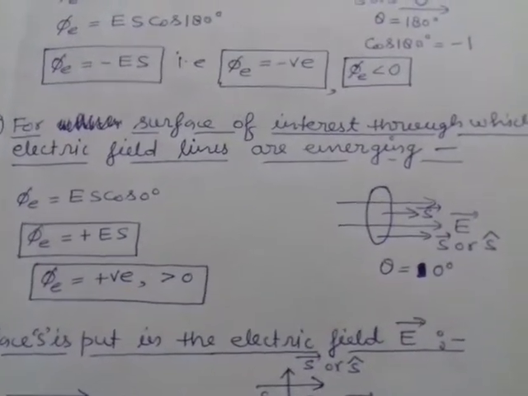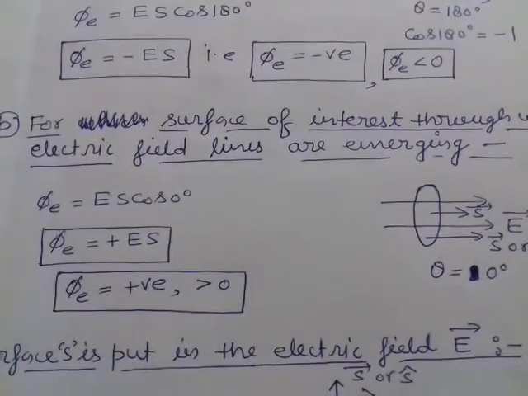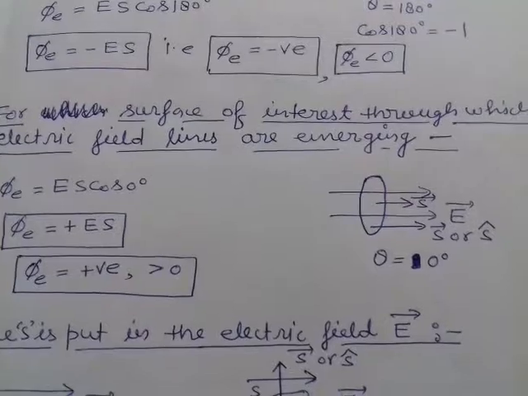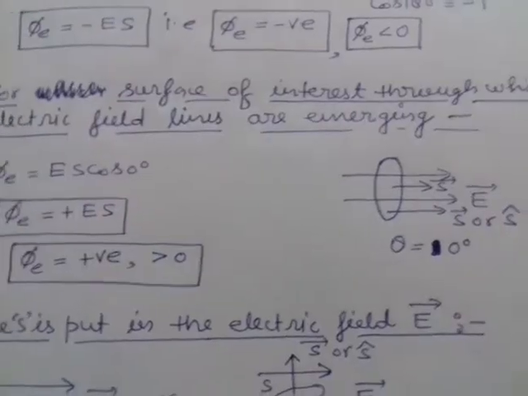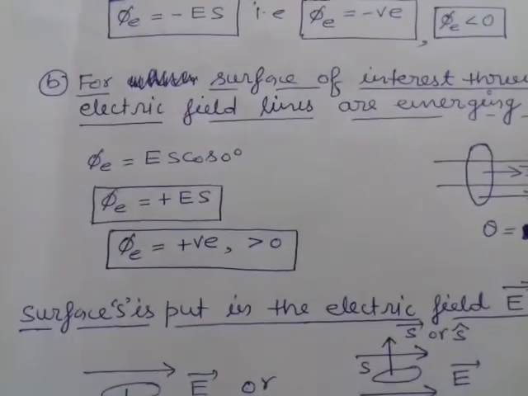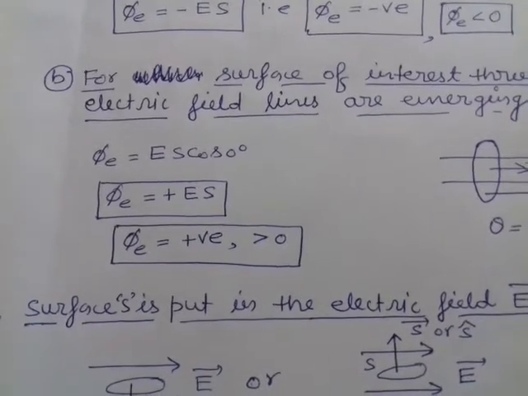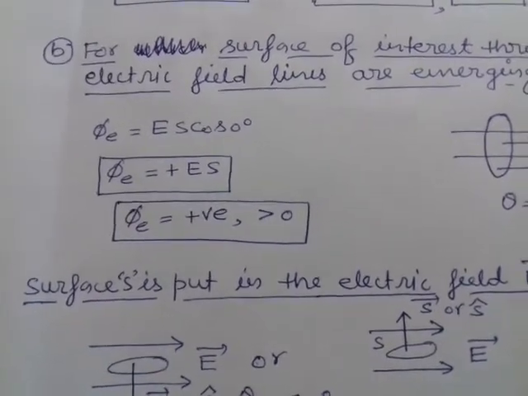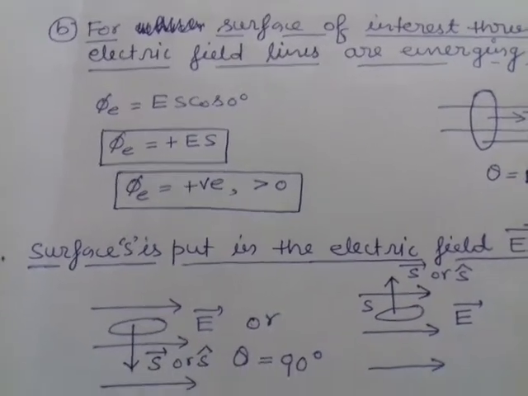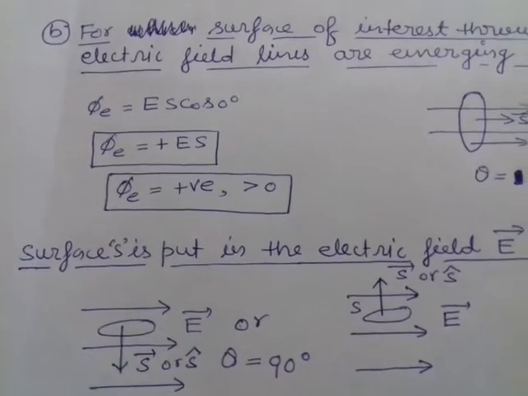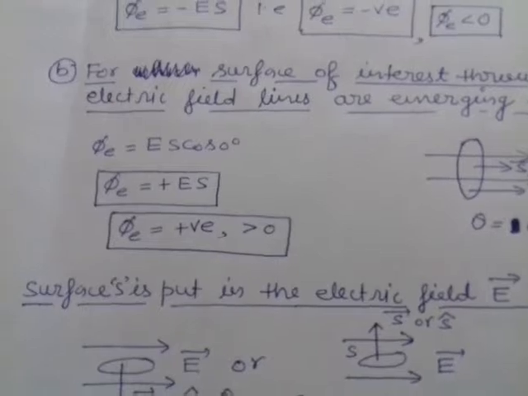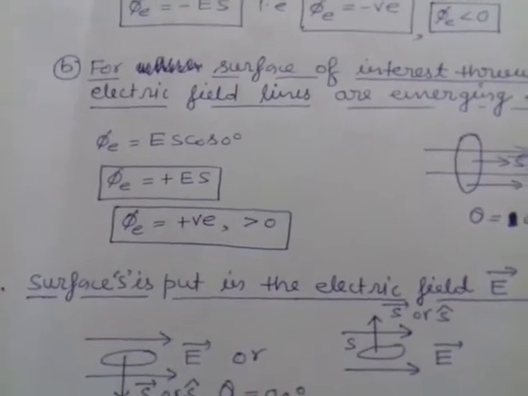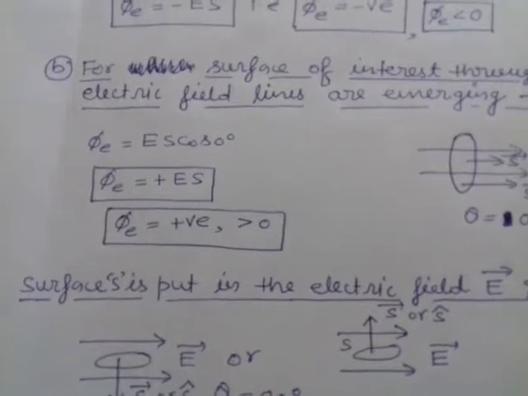Now in the second case, where surface of interest through which electric field lines are emerging, here E and the direction of area vector both are parallel to each other, so theta is 0. You can see phi E is ES cos 0, which is plus 1, so phi E is plus ES. It means electric flux is positive, which is greater than 0. So if electric field lines are emerging through a surface, electric flux linked with that surface would be positive.